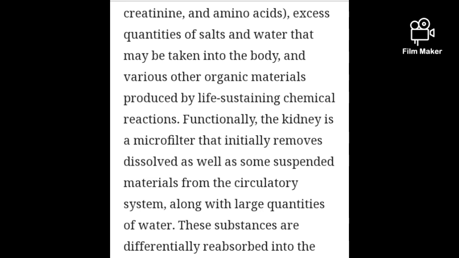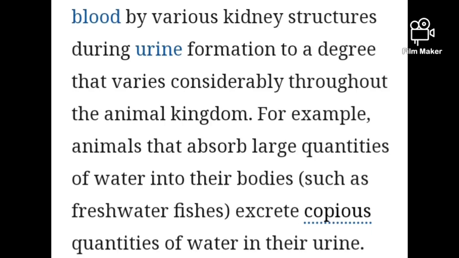These substances are differentially reabsorbed into the blood by various kidney structures during urine formation to a degree that varies considerably throughout the animal kingdom. For example, animals that absorb large quantities of water into their bodies excrete copious quantities of water in their urine.